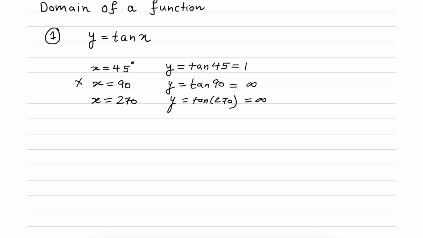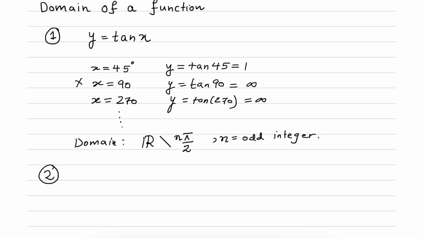It is infinity. So what we have seen here is that the domain of this function is all real numbers except for odd multiples of 90. 90 could be written as pi by 2, and n is for the multiples of pi by 2, and here you will see that n is an odd integer, which is like 1, 3, 5, 7. So this is the domain of this function y is equal to tan x.